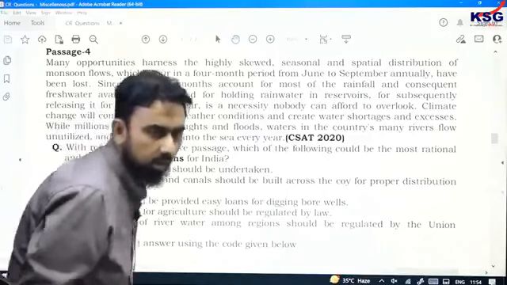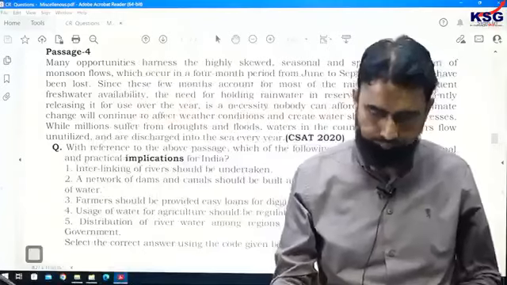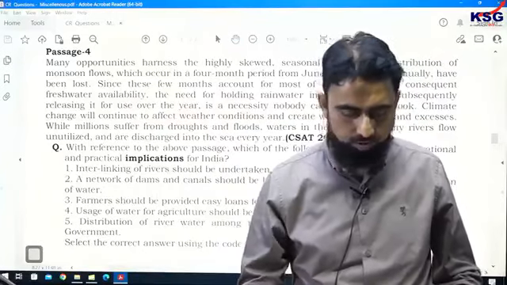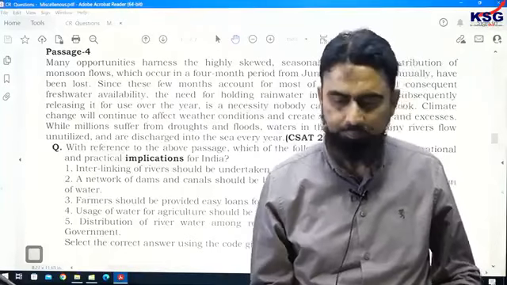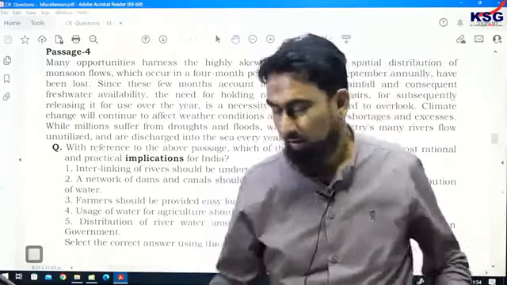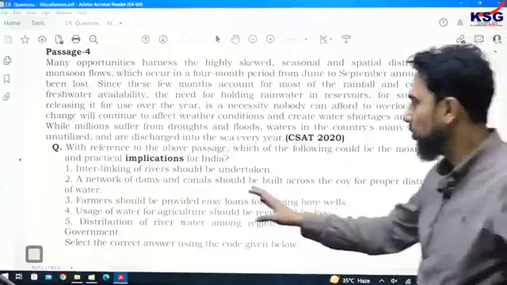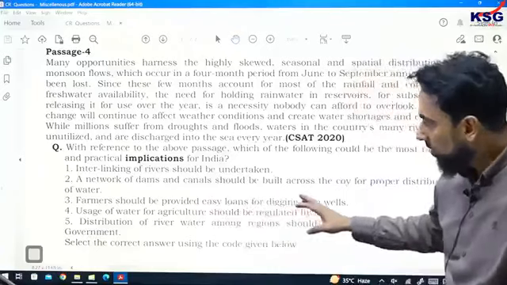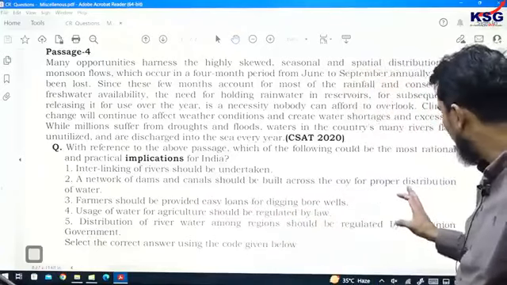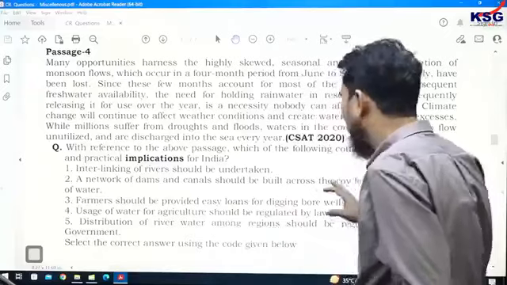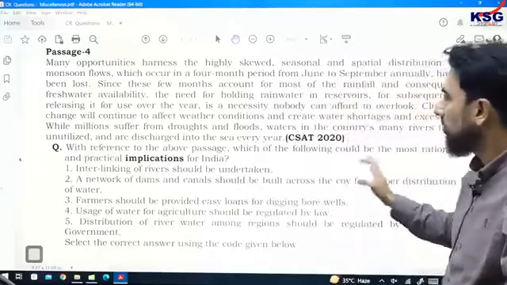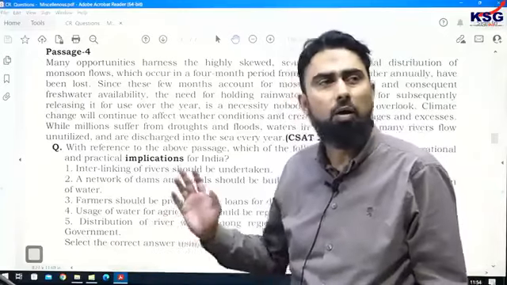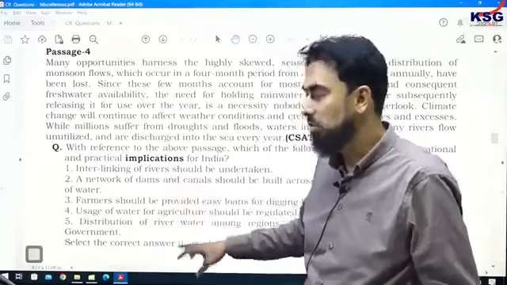All right. The answer, yes. Very good. So it is the first one: interlinking of rivers should be undertaken as the problem has been described, so it works as a solution. Second, a network of dams and canals should be built across the country for proper distribution of water. Again, a solution, as the author has mentioned that somewhere we have droughts, whereas we have floods. So both extreme cases are mentioned here. So first and second make sense.